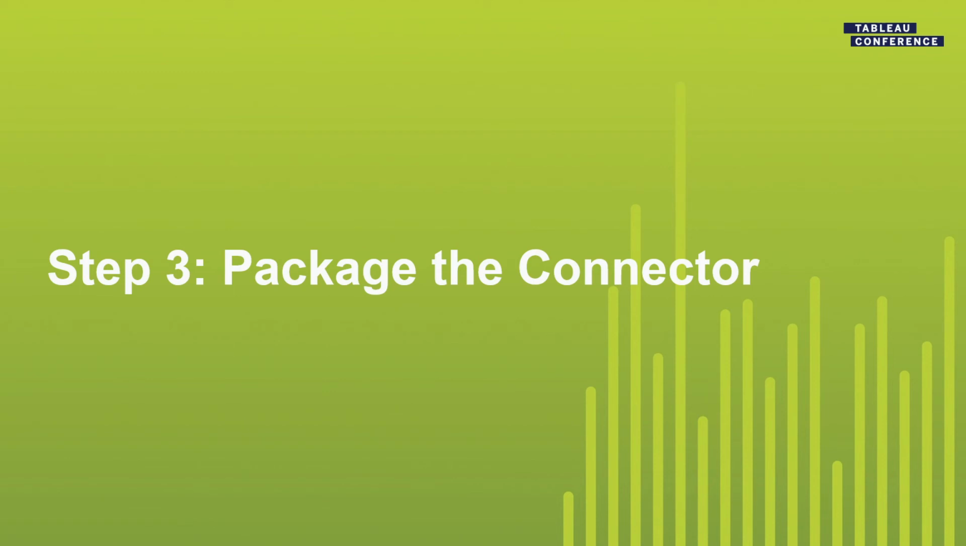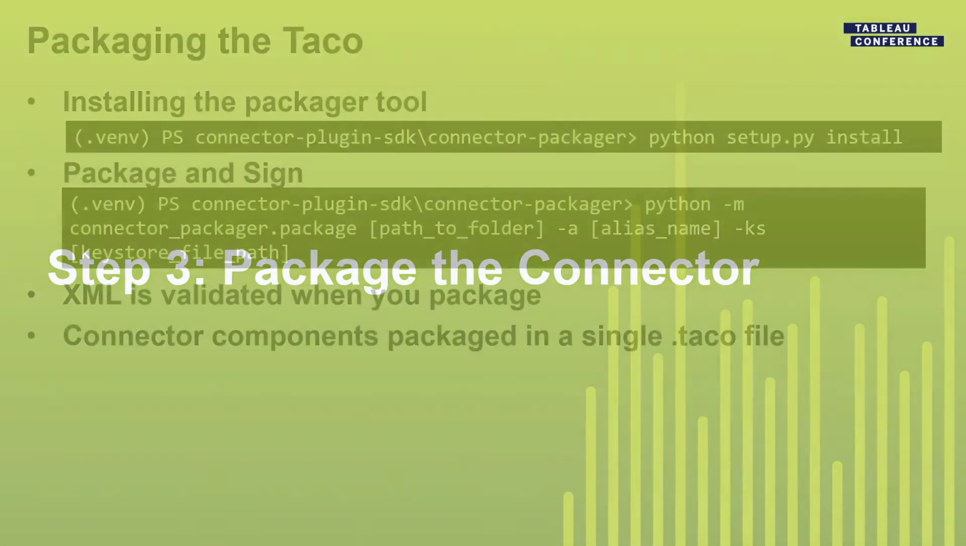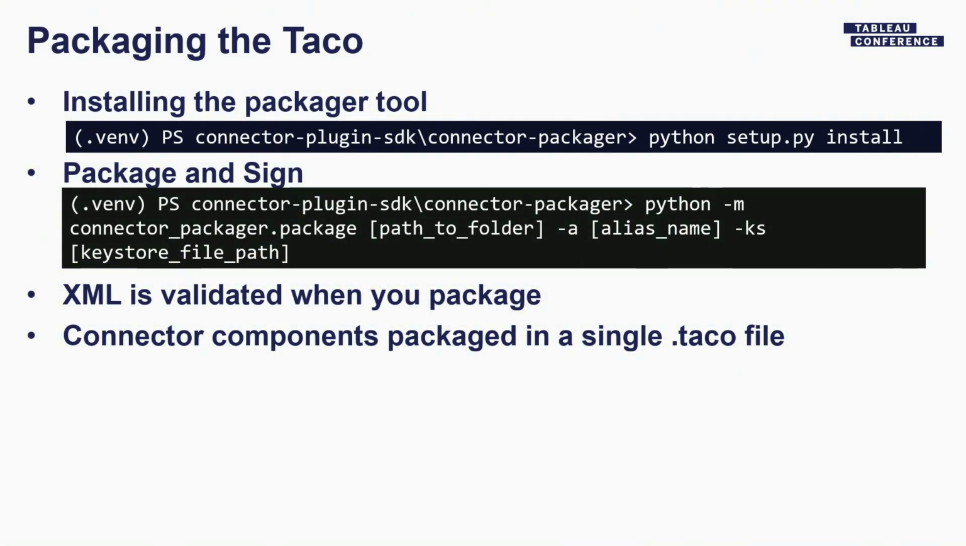Because we're talking about Tableau connectors, what we need is the packaging tool we include with the SDK. It's a small little command line program. It's pretty easy to set up and install. It will package and sign your connector, take all those loose files, and package it into a single .taco file. It also does a little bit of XML validation.